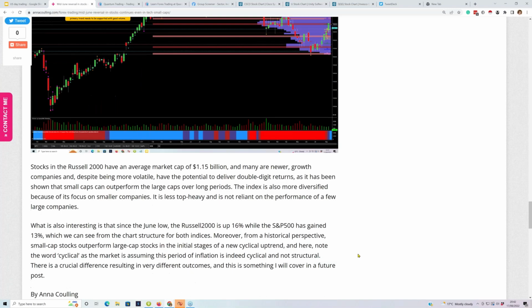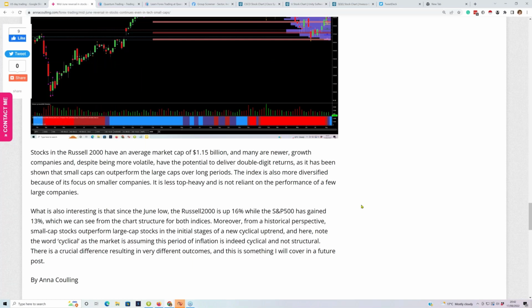And then I go on to explain the significance of the Russell 2000. But the most significant part of this is that the Russell 2000 is up 16%, but the S&P 500 has only gained 13%. Now, money pouring into speculative small cap stocks, as I said, tells you something about the psychology of the market.